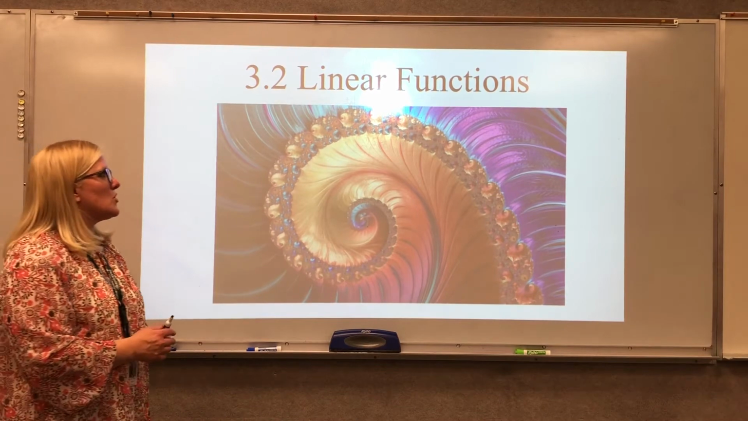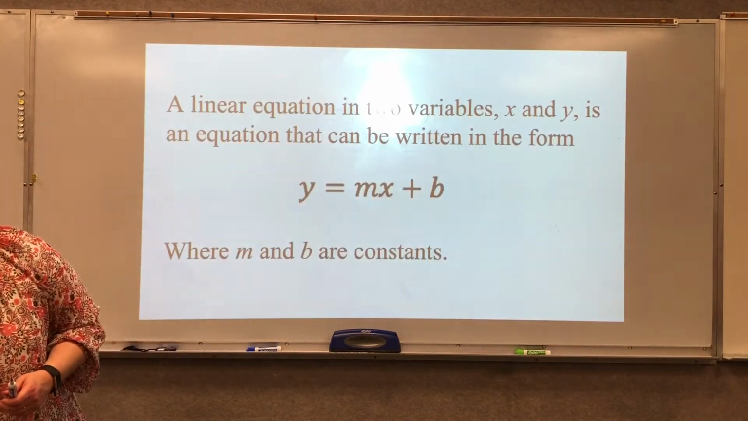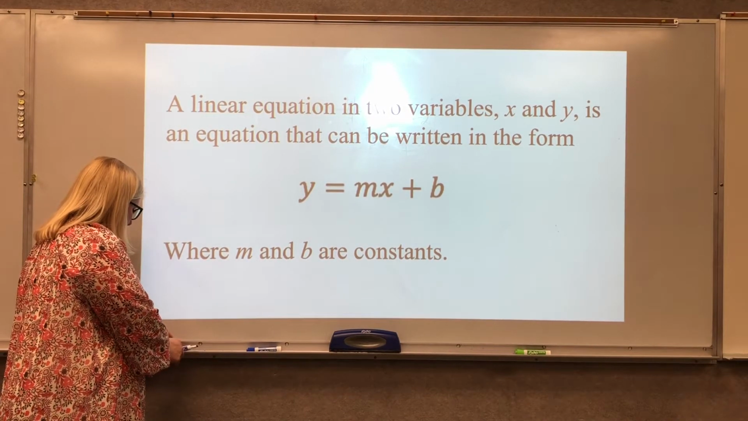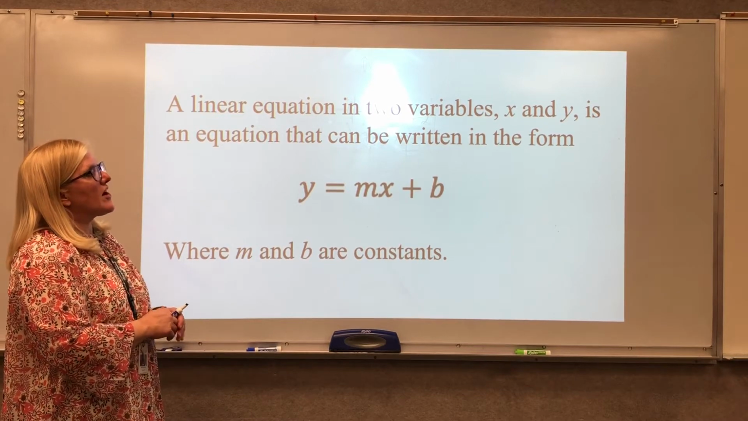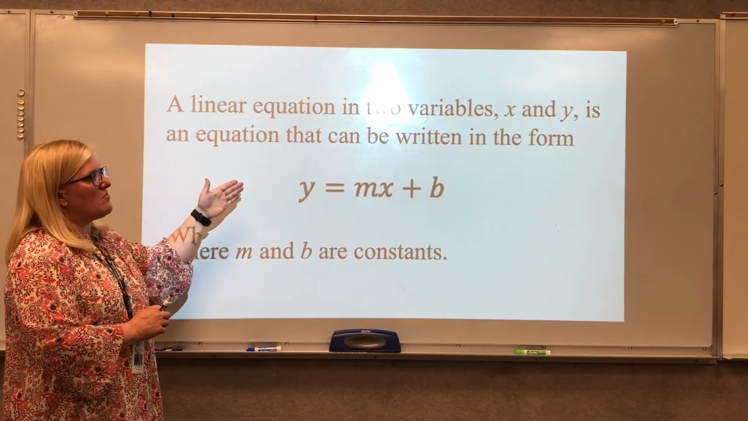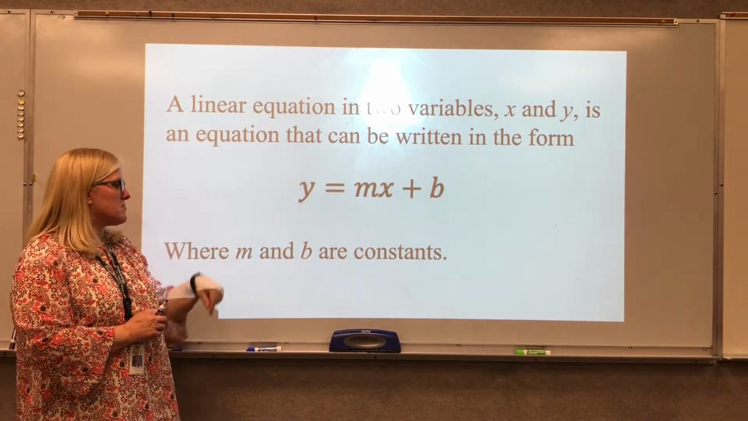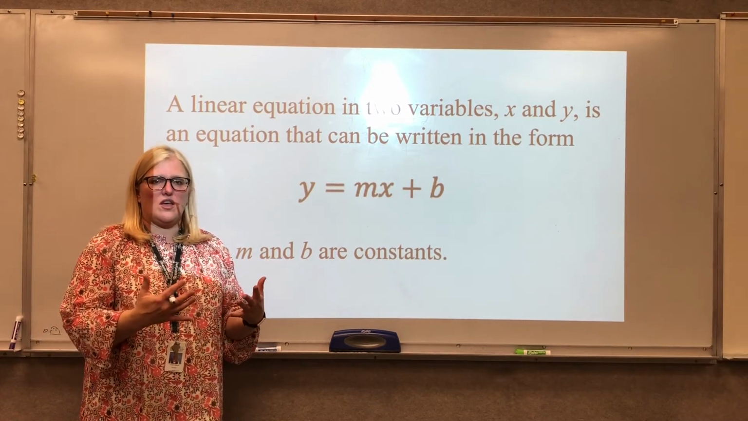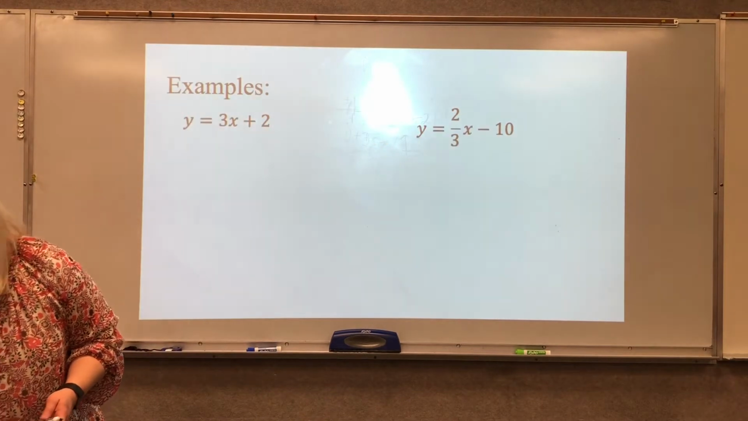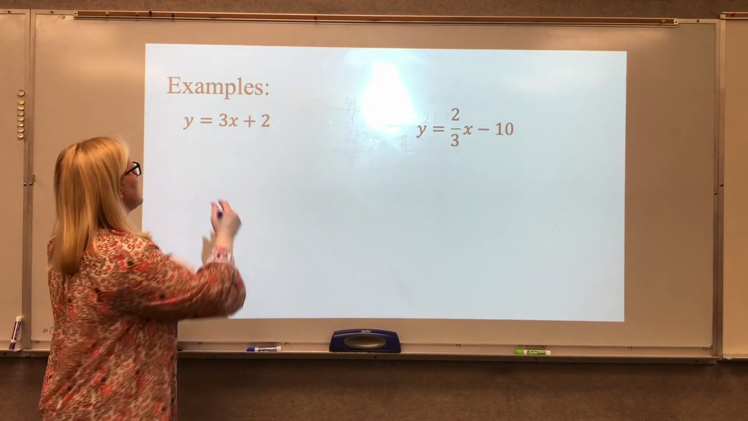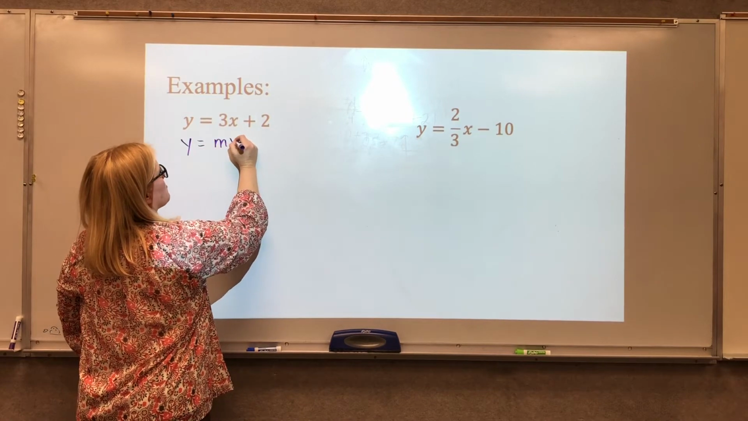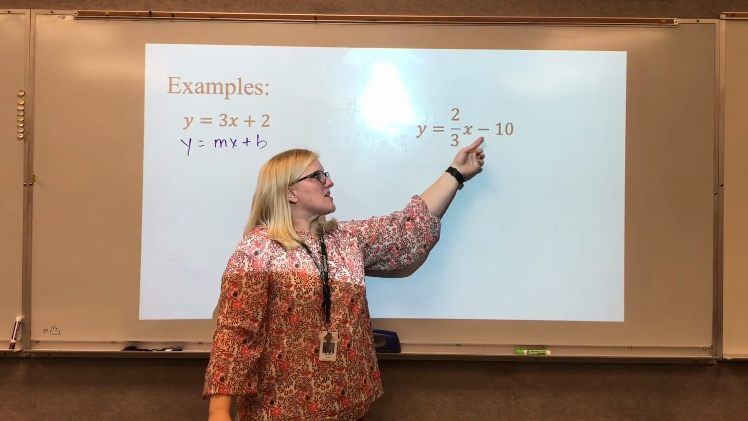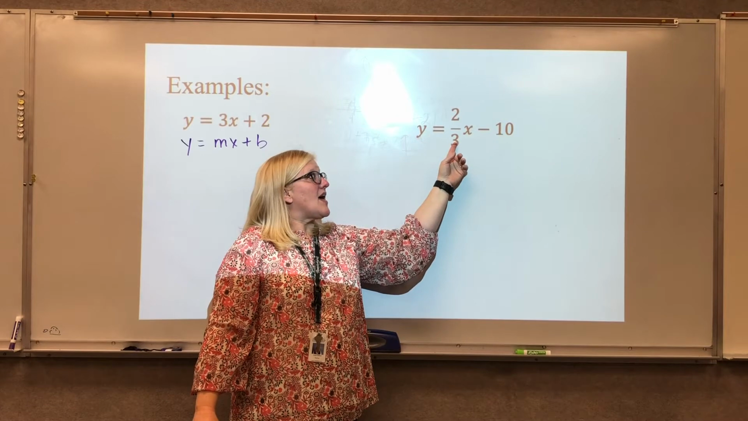Okay, 3.2, linear functions. A linear equation in 2 variables, x and y, is an equation that can be written in the form y equals mx plus b, where m and b are constants. That means that they're just numbers. Okay, so here's a couple of examples. So y equals 3x plus 2, this is in that form, y equals mx plus b. M is 3, b is 2. And this is also y equals mx plus b, where b is -10 and m is 2/3.